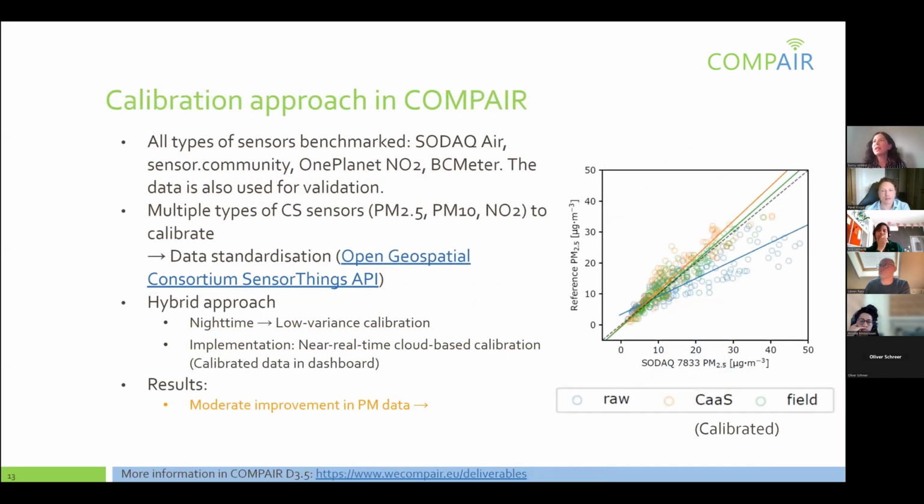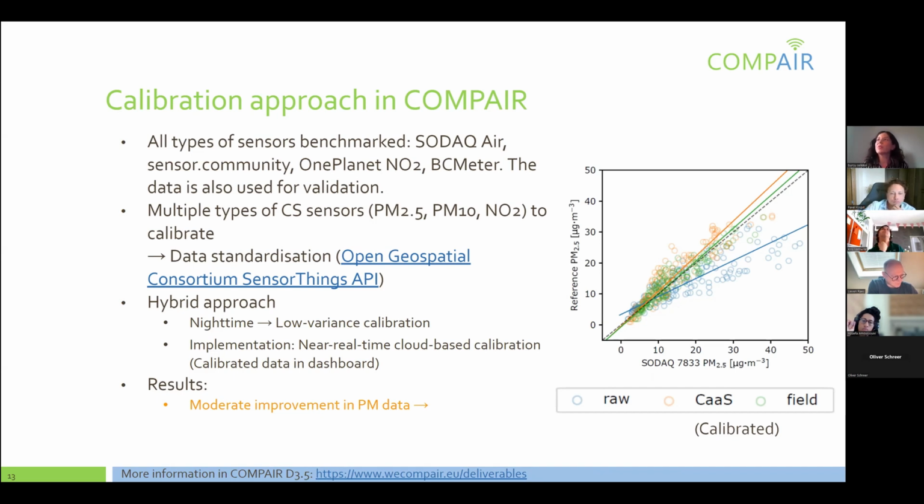So knowing all of this, how did we approach calibration in COMPARE? Lieven will talk a little bit more about what kind of sensors we have in COMPARE, but basically what I want to say here is that we have been measuring using 4 different sensor types, 3 different parameters. We had SODAQ air sensors, which measure particulate matter, which are mobile sensors, and sensor.community sensors, which are static PM sensors. We also had One Planet NO2 sensor prototype, which measures nitrogen dioxide, and BC meter prototype measuring black carbon. And all of these sensors were benchmarked during the project so that we had a reasonable understanding that the sensors were performing sufficiently for the experiments that we wanted to make.